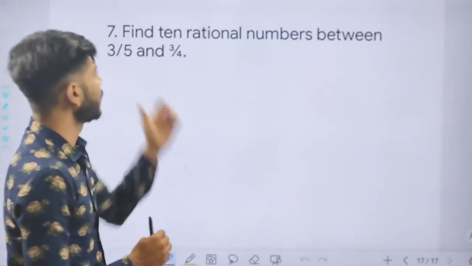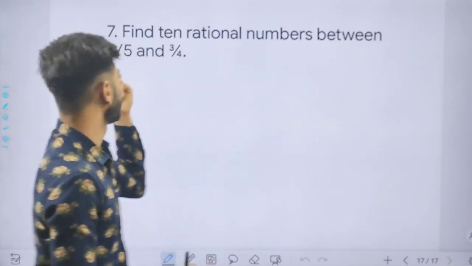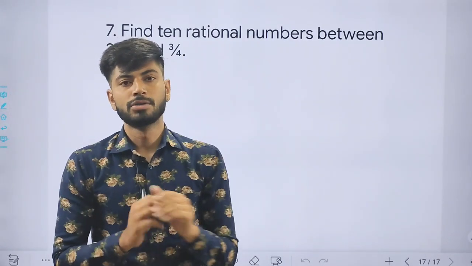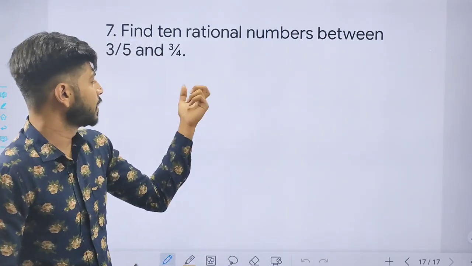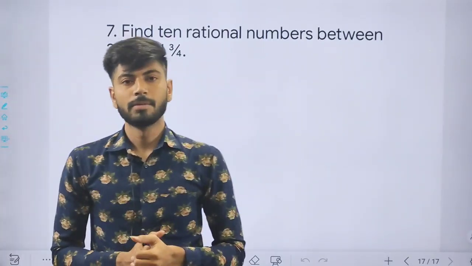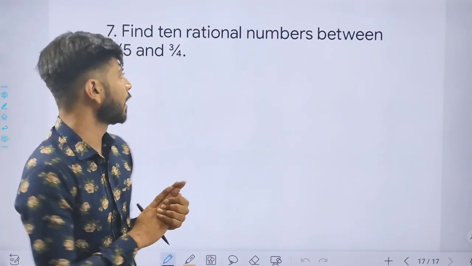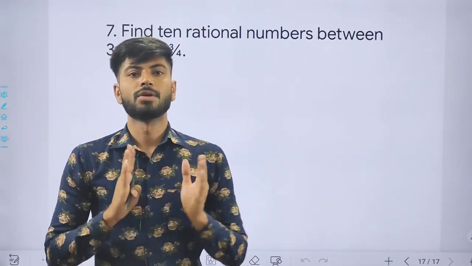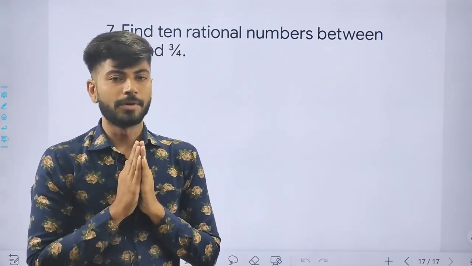The last question, find 10 rational numbers between 3 upon 5 and 3 upon 4. You can see the denominators are different. So we will find the LCM, and using that method we will find the 10 rational numbers between the two given rational numbers. Okay, so we have completed this chapter here.